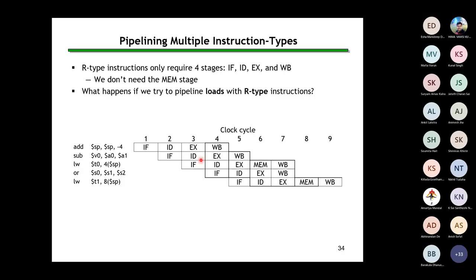What is the reason that you have this kind of conflict? Because for R-type, you have 4 stages. There's a mismatch in the number of stages. Since this is shorter, the WB stage conflicts with, interferes with, the previous one. Right? So what is the solution then? We can add a dummy stage for the missing stage.